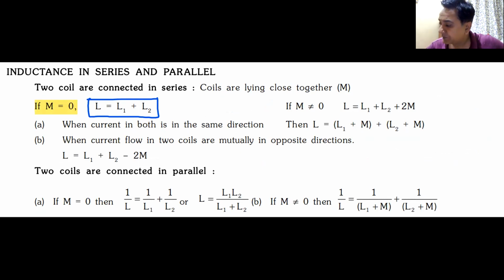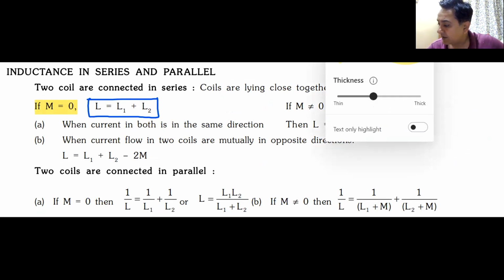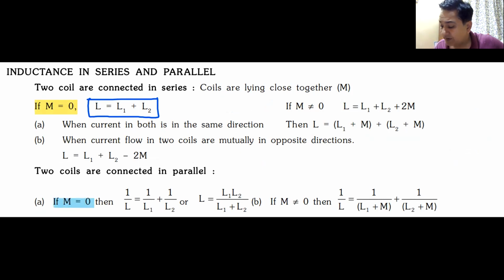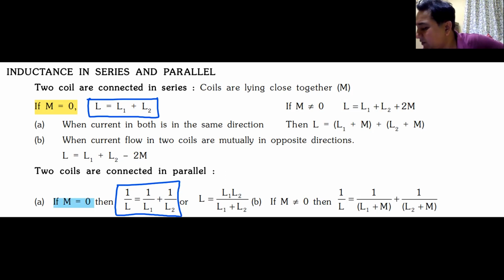And in case of parallel, if M is 0, that will be the case in most of the cases. 1 by L will be equal to 1 by L1 plus 1 by L2. So this is basically similar to how resistances are added. In series, you add them straight away. In parallel, you take the inverse and then add. Do you understand this, beta? Yes, sir.